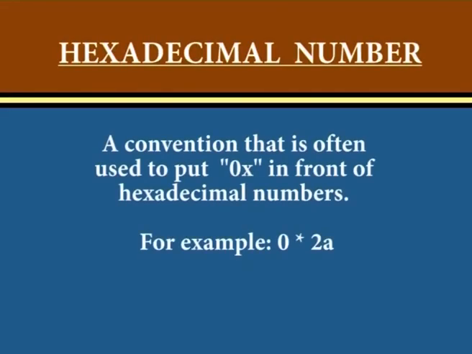Knowing whether data is being represented as octal or hexadecimal is sometimes difficult, especially if a hexadecimal number doesn't use one of the digits A to F. So one convention that is often used to distinguish these is to put 0x in front of hexadecimal numbers. So you might see, for example, 0x2A.